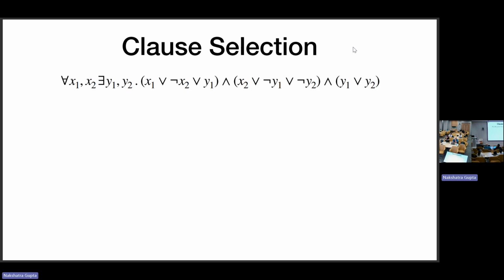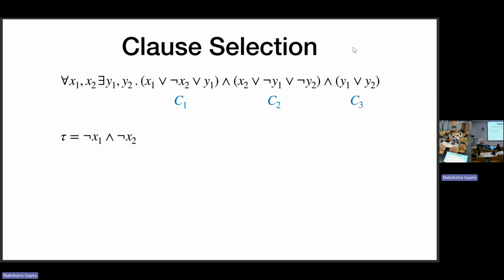All right, so there's another way of performing CEGAR expansion that's called clause selection. And the idea here is that we number our clauses. So in this example, we have 3 clauses. And we can think of the moves of the universal player.